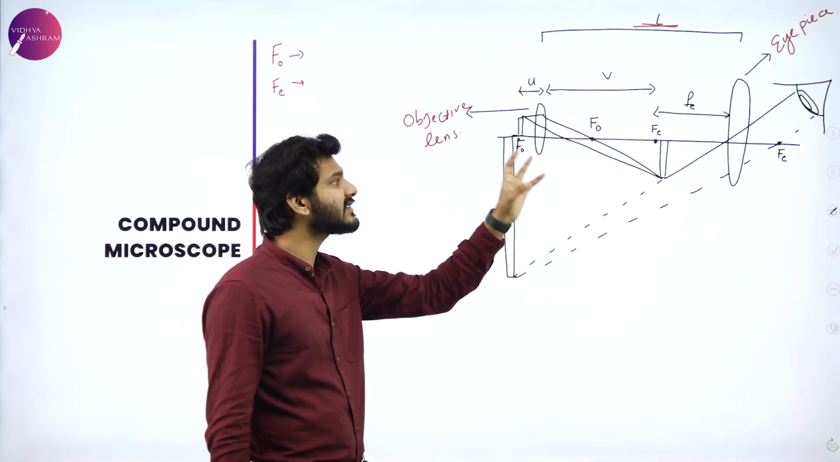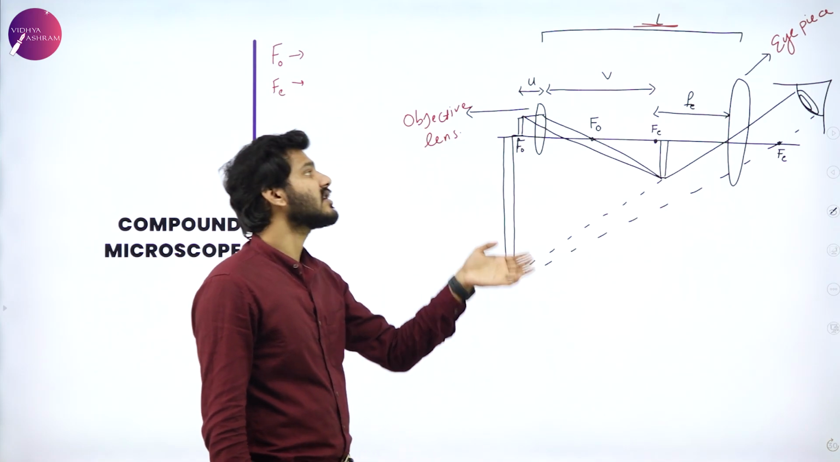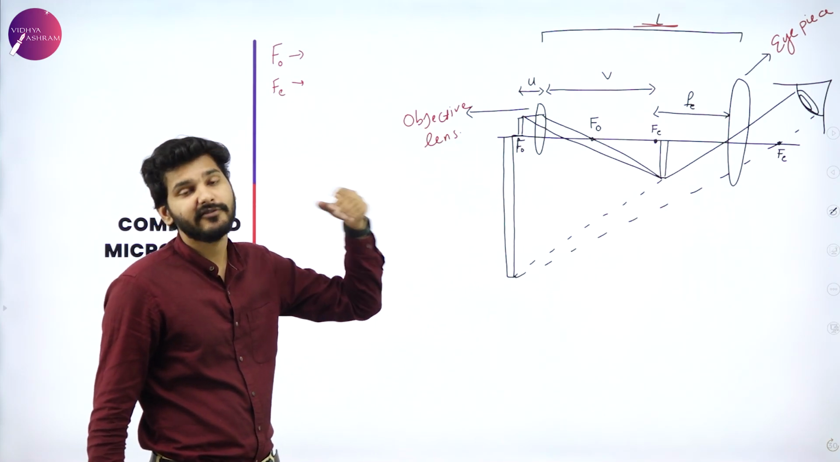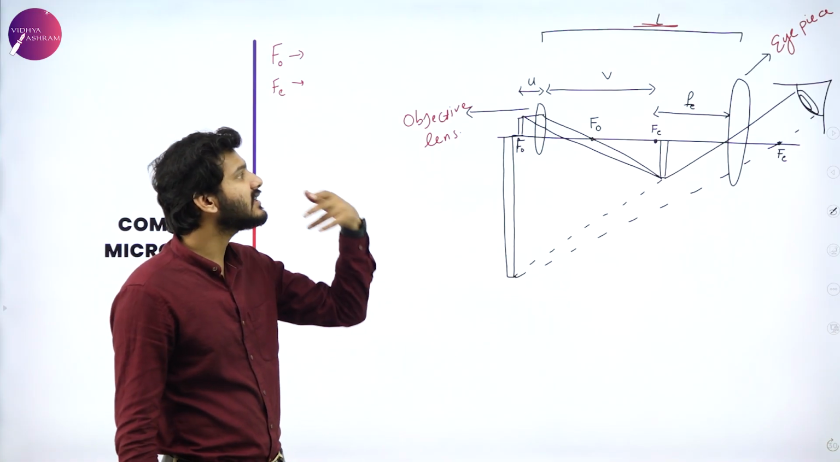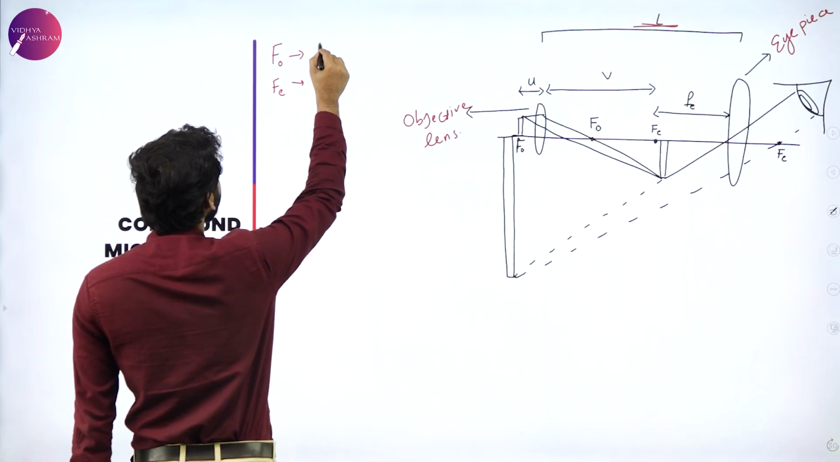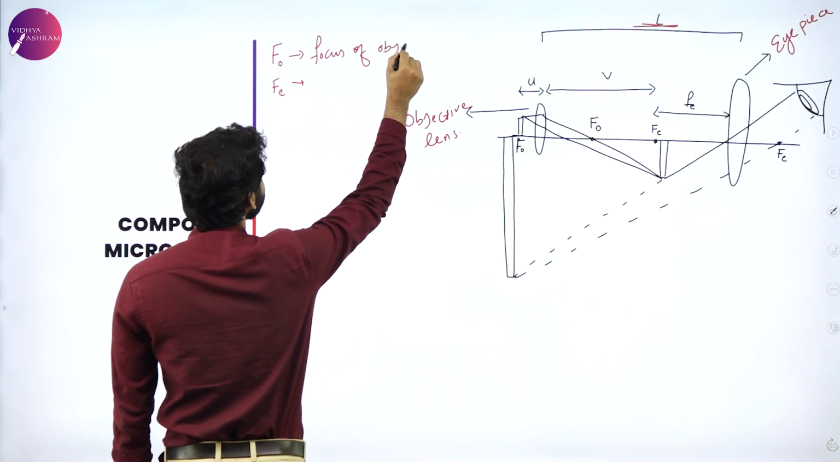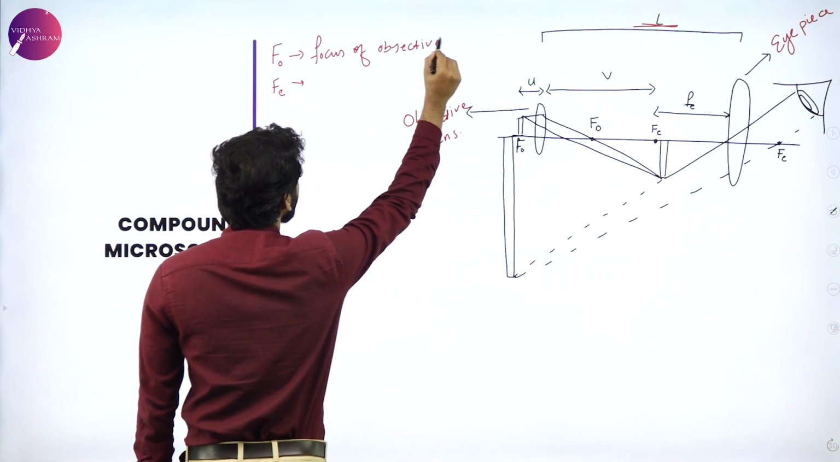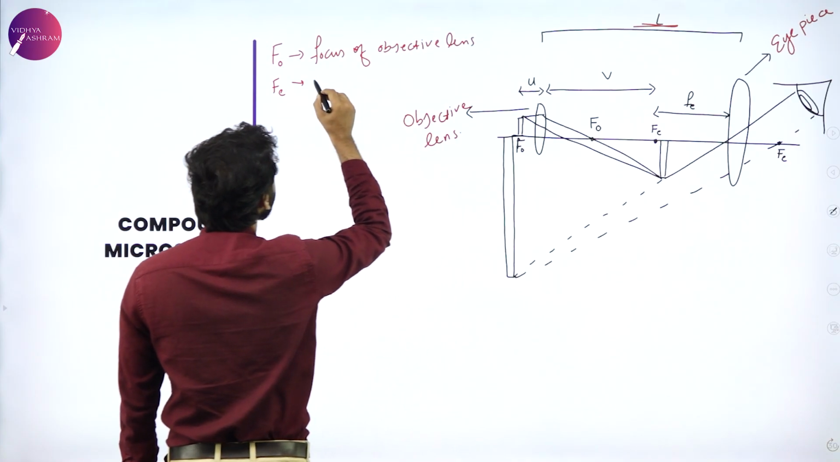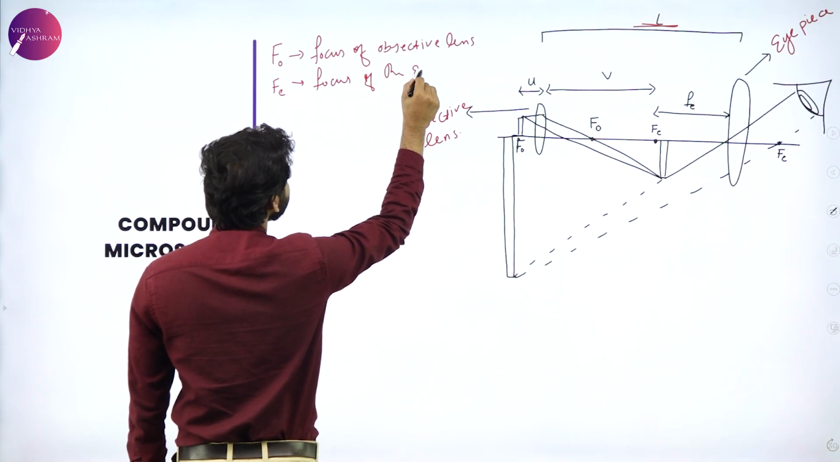So these two lenses will be kept at a distance of L, and FO is nothing but the focus of the objective lens and FE is nothing but the focus of the eyepiece.